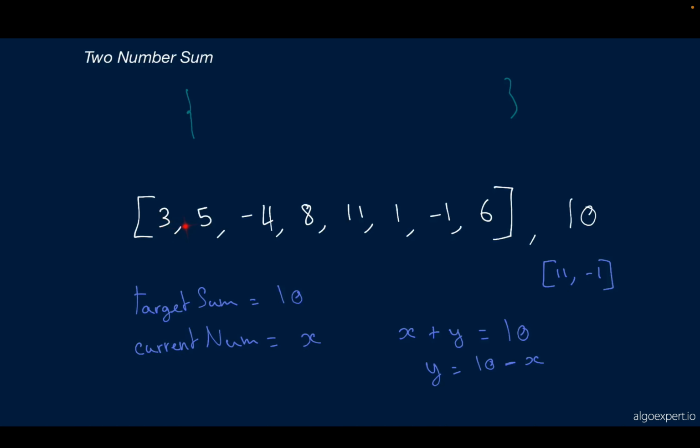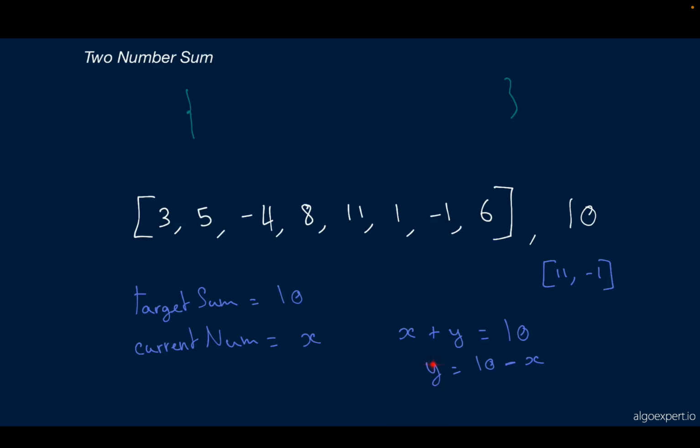So basically, as we traverse the array, we have the value 10, which is our target sum. We have the value x, which is whatever number we're currently at. And all we need to do is apply this formula or solve this equation to find y.